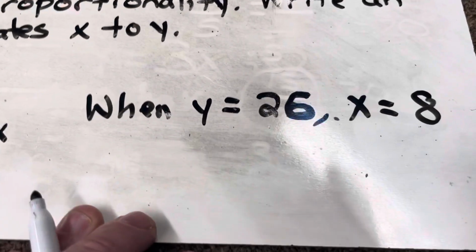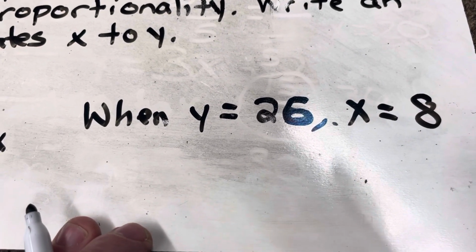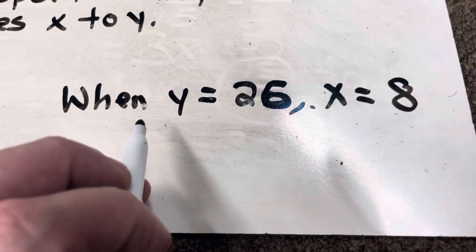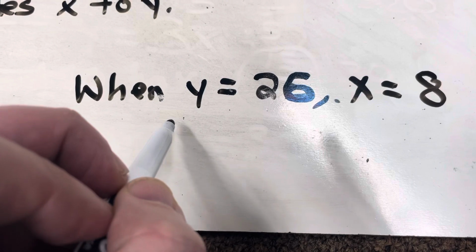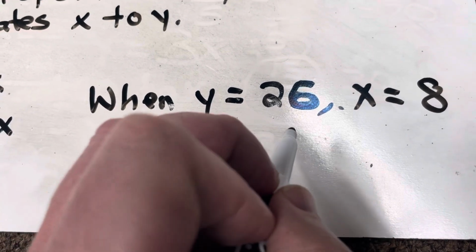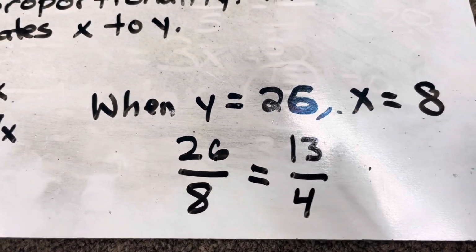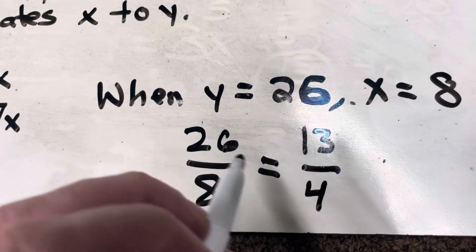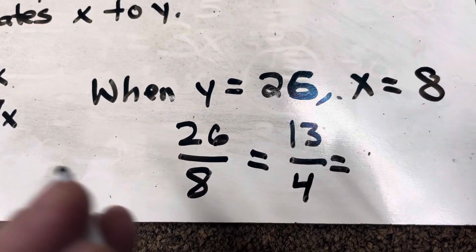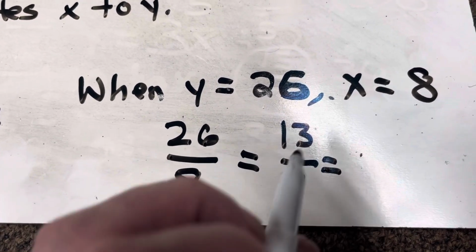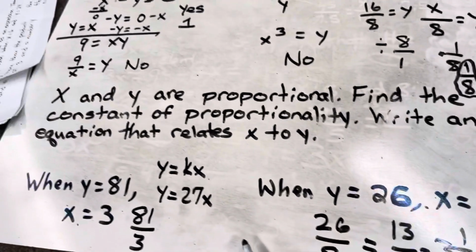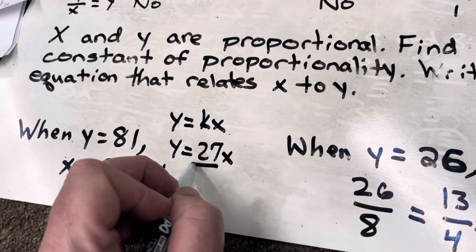All right, last one. When Y equals 26, X equals 8. So here we go. Once again, it's the Y, 26, being divided by 8. Let's go ahead and simplify that. 13 over 4. That's in simplest form. If I want to, I could make that 3 and 1 over 4. But essentially, I want to know the constant of proportionality, 27 in the last one.